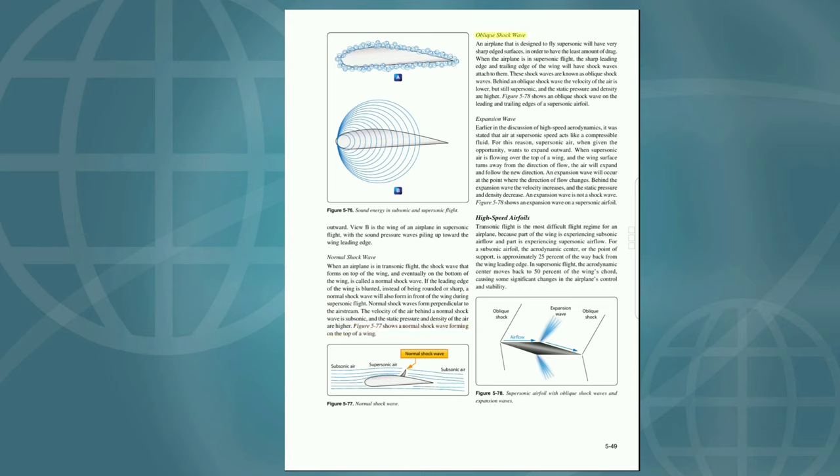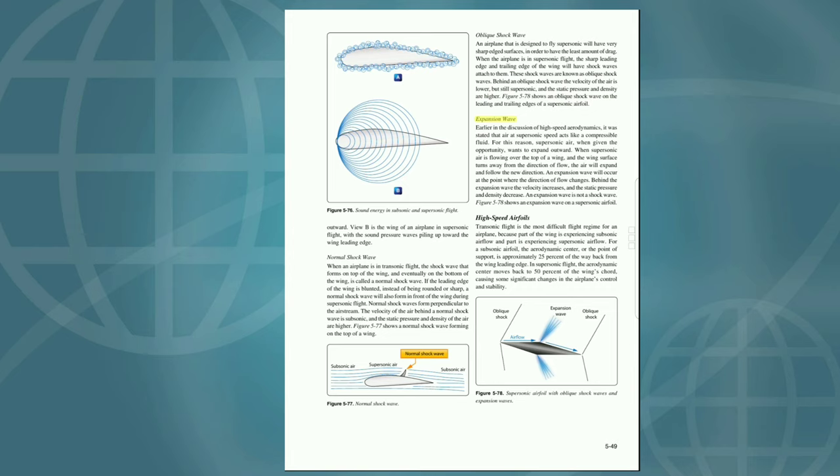Oblique shock wave. An airplane that is designed to fly supersonic will have very sharp-edged surfaces, in order to have the least amount of drag. When the airplane is in supersonic flight, the sharp leading edge and trailing edge of the wing will have shock waves attached to them. These shock waves are known as oblique shock waves. Behind an oblique shock wave, the velocity of the air is lower, but still supersonic, and the static pressure and density are higher. Figure 5-78 shows an oblique shock wave on the leading and trailing edges of a supersonic airfoil.